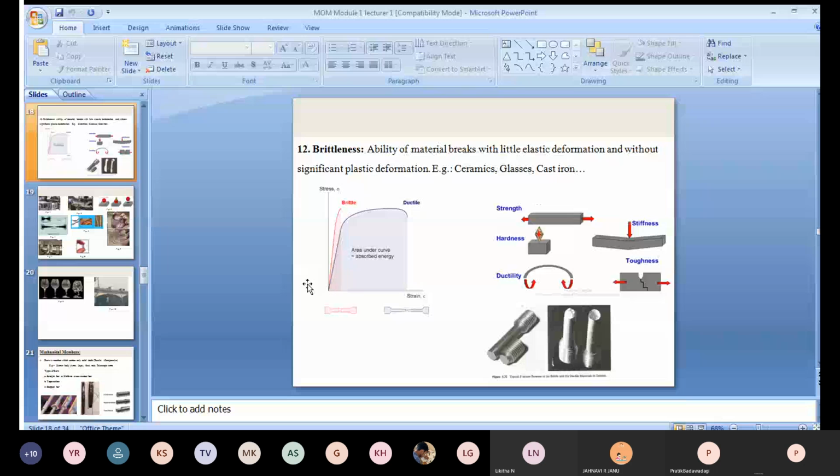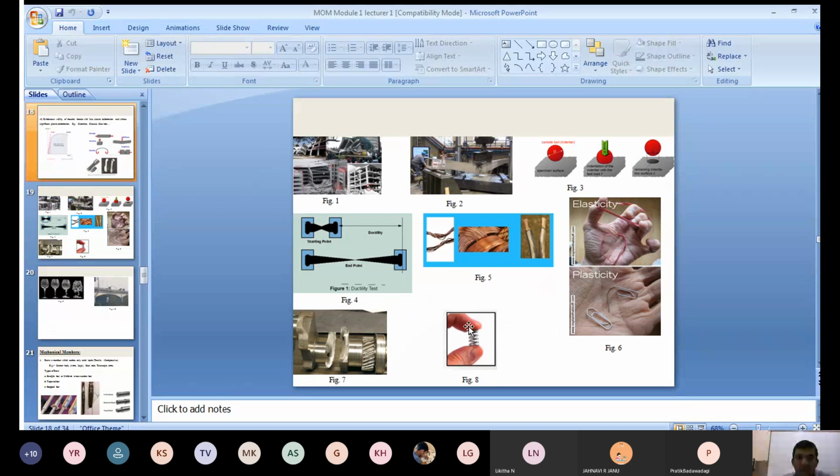Brittleness is nothing but the ability of a material to break with little elastic deformation. It means failure occurs directly, without undergoing any elastic deformation, and plastic deformation also does not take place. That is called brittleness. As you know, examples of brittleness are ceramics, glasses, and cast iron. These are some examples we gave in the last class.